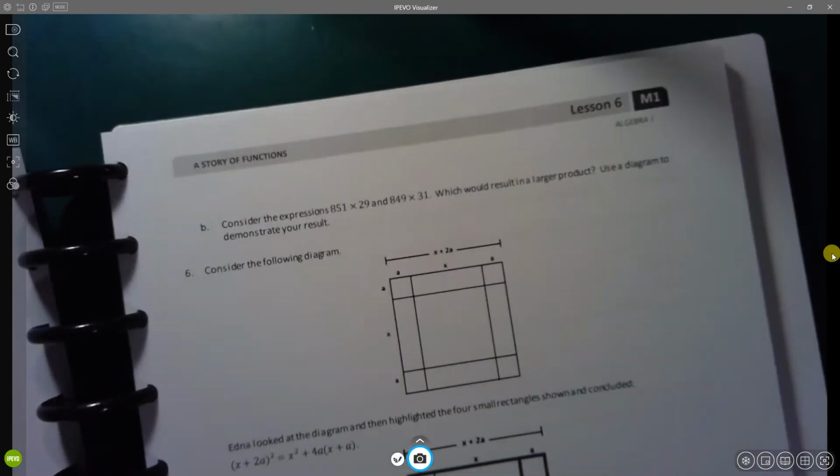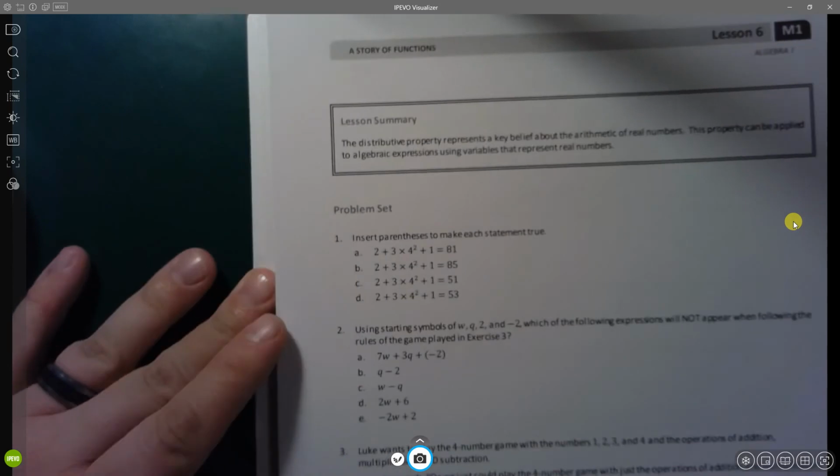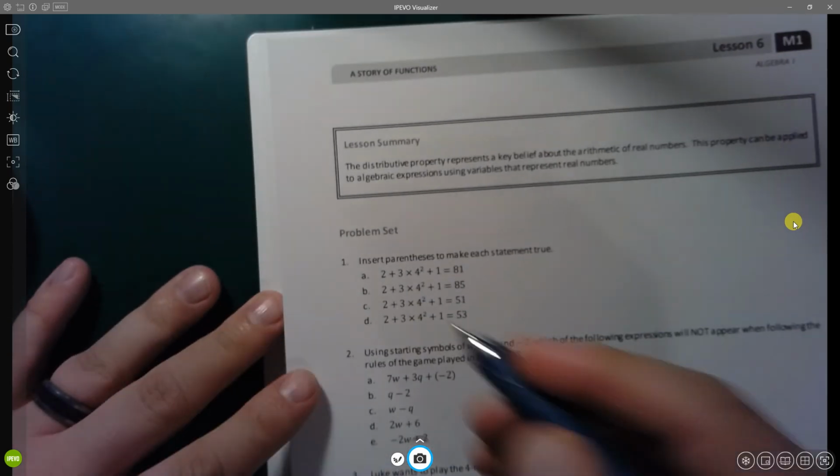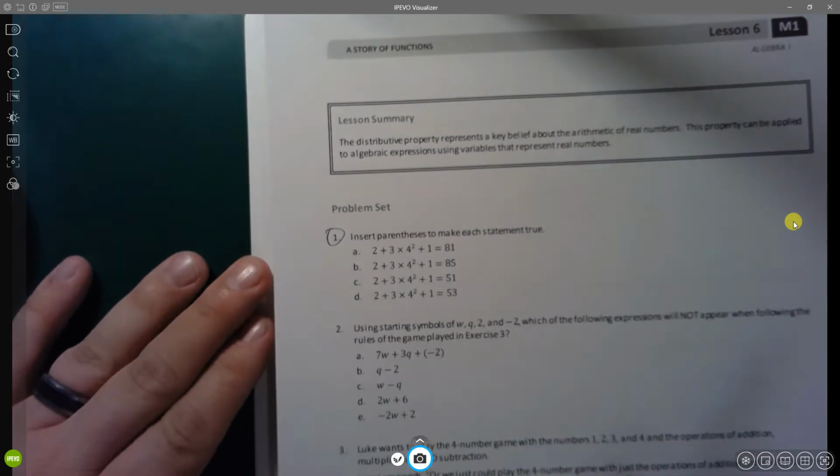All right, so it's a short lesson, but this is what I want us to do. I want us to get a little bit of practice, okay? I want you to practice number 1. It's just asking you to insert parentheses. So that's going to be a homework problem.